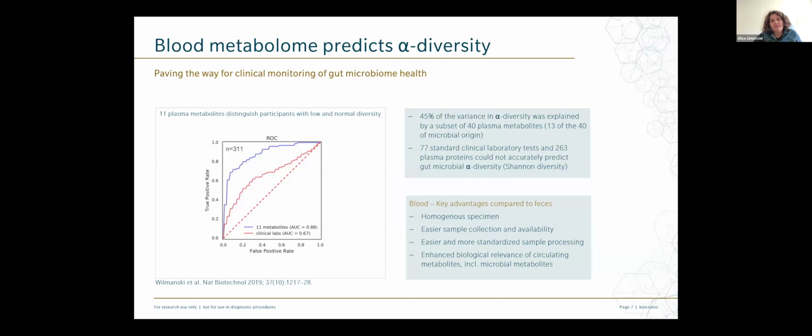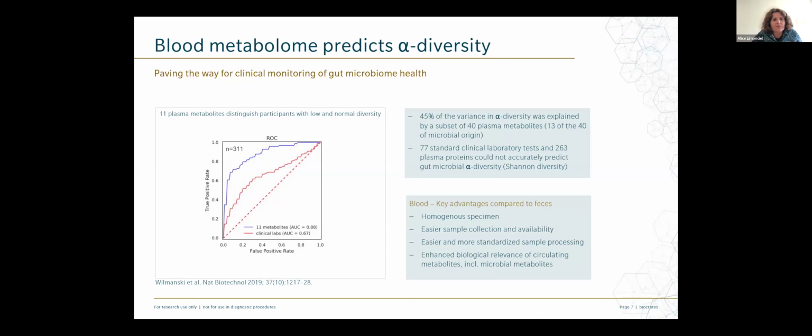And what's also interesting is that out of those 40 metabolites, only 13 were actual microbial metabolites. So it's not just that you change the microbes and you're going to change which metabolites are present. The rest of the signature were metabolites from the host. So it's a combination of the actual microbial metabolites and the impact that they have on the host that allow to explain almost half of the variance in alpha diversity. Also, interestingly, the clinical tests and the over 200 plasma proteins that were measured in the same study did not manage to predict alpha diversity accurately.